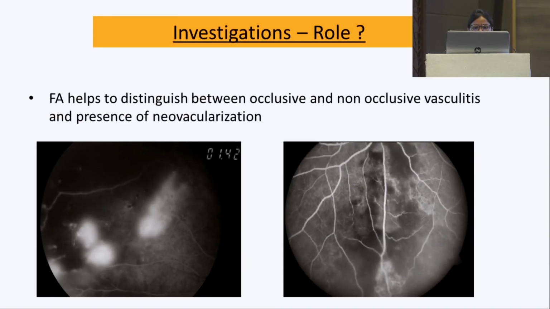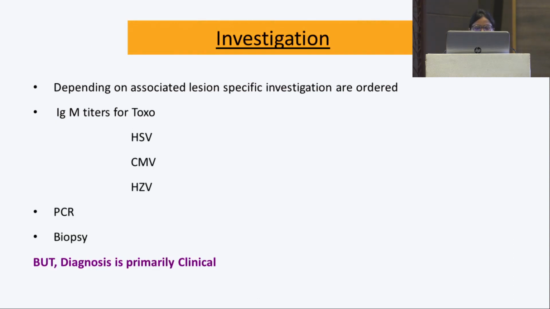Now, what about investigations? It's basically the clinical diagnosis, but sometimes ocular investigation can help us in conditions where we find it to be confusing with choroiditis. So OCT, as we had discussed, will help us to diagnose whether it's a retinitis or a choroiditis. Fundus fluorescein angiography will help us to know whether there is a presence of neovascularization. Systemic investigation like serology titers can be done to look for the viral etiology. Sometimes we can also do a PCR of AC tap or a vitreous tap or a biopsy to confirm the diagnosis. But the diagnosis is primarily clinical.